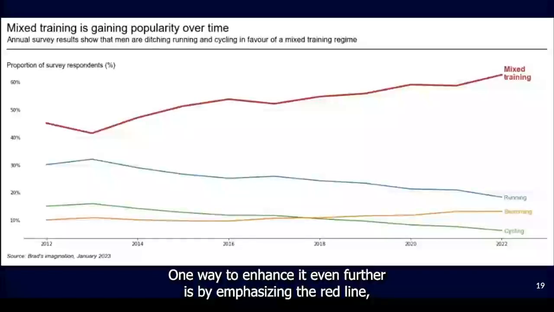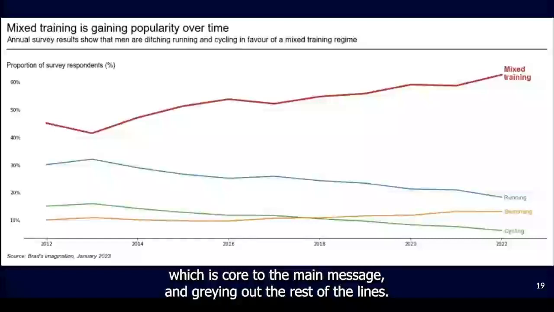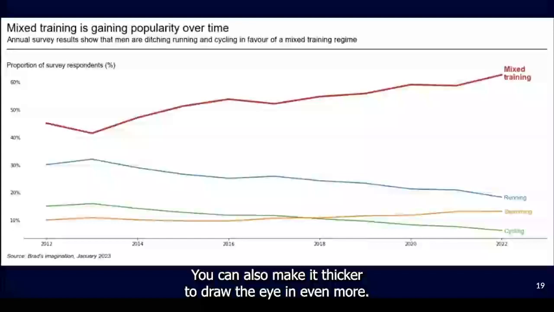One way to enhance it even further is by emphasizing the red line, which is core to the main message, and graying out the rest of the lines. You can also make it thicker to draw the eye in even more.